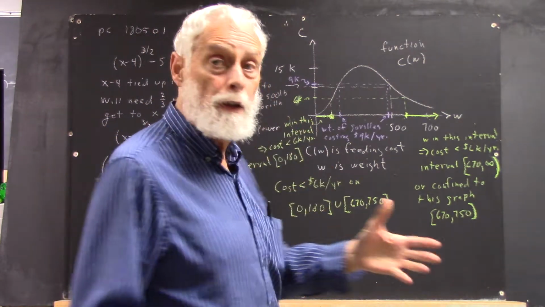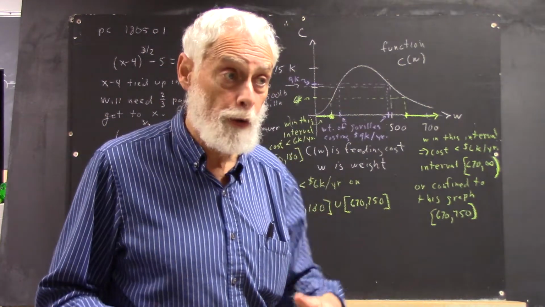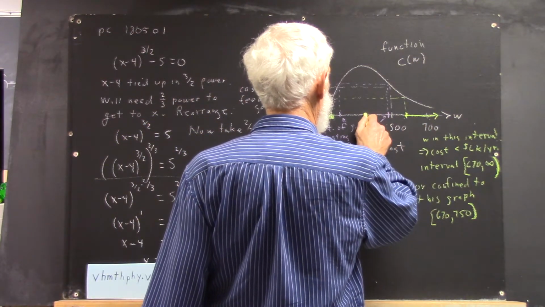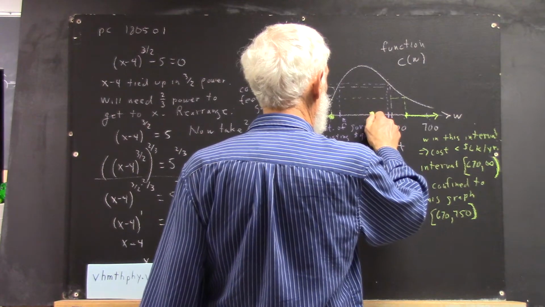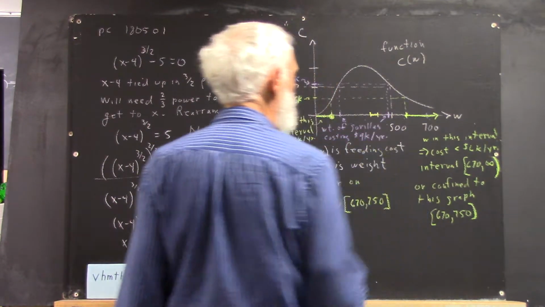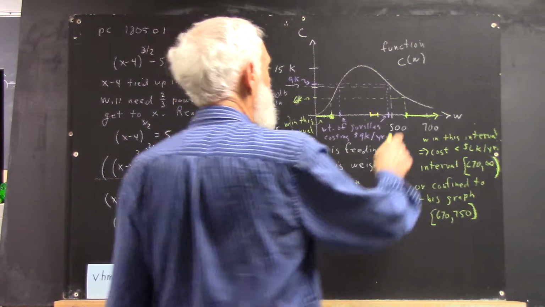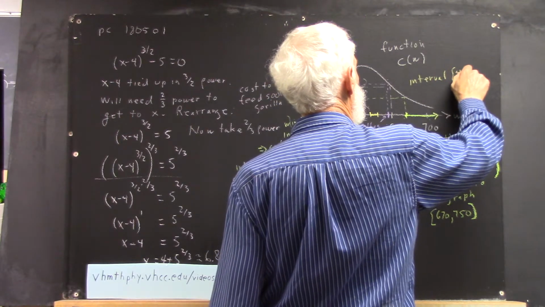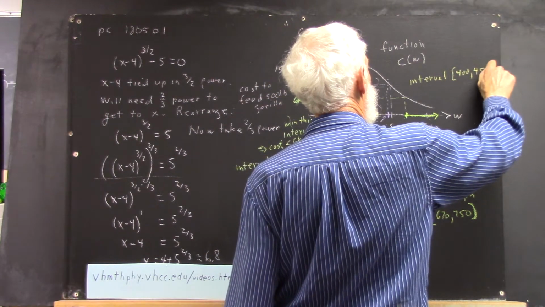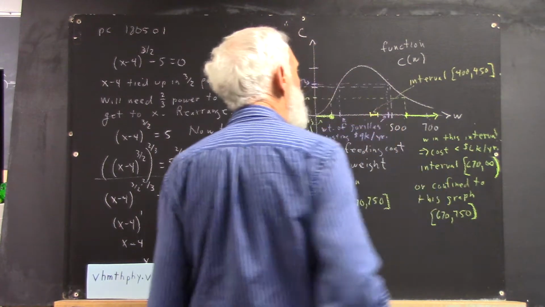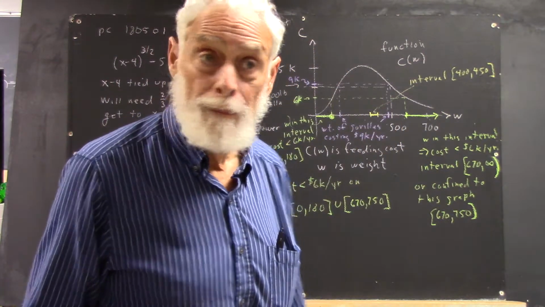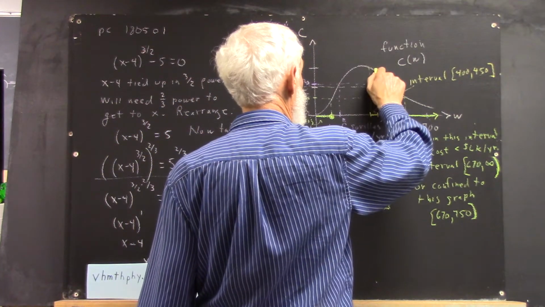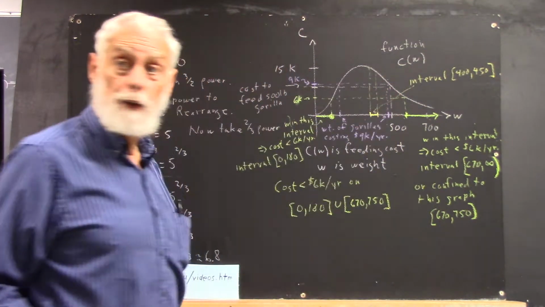Okay, so on the weight interval from 400 to 450 pounds, well, if this is 700, then this would be 350. So I'm going to say 400 to 450 pounds. That is the interval. And on that interval, the cost goes from whatever the cost is here to whatever the cost is here, right?